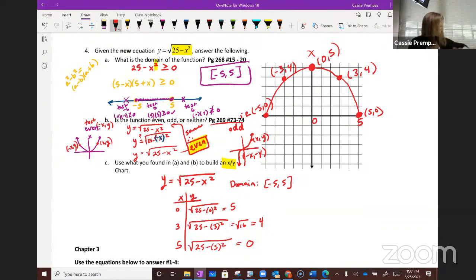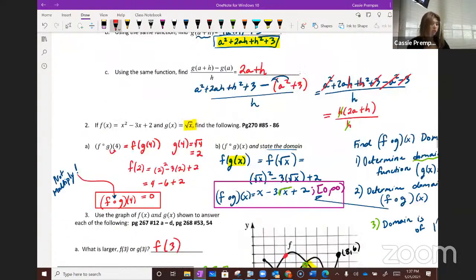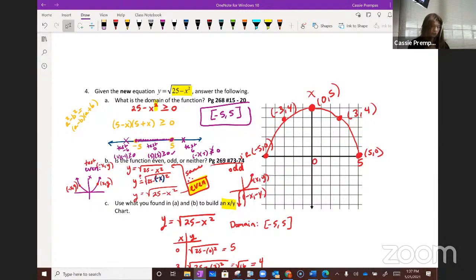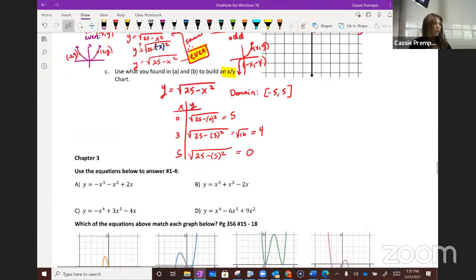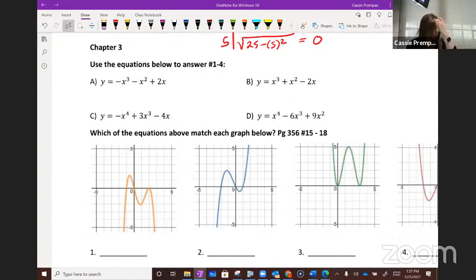Of those types of questions, 3 to 5 will be chosen from chapter 2 to go on the final. On to chapter 3. Chapter 3, use the equations below to answer numbers 1 through 4. Which of the equations above match each graph below?